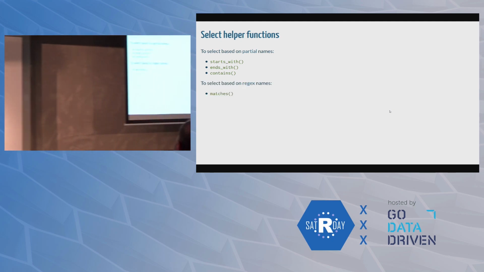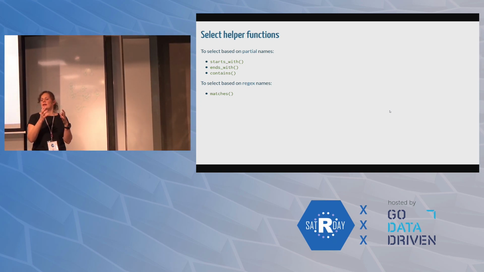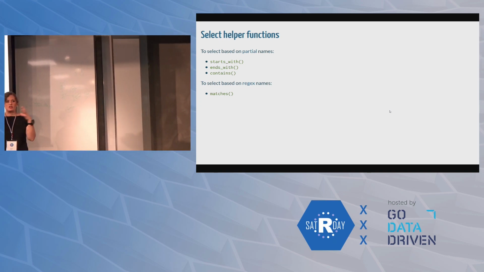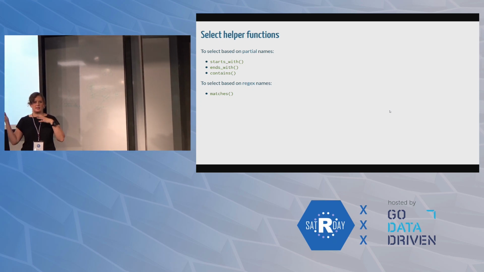And so there is another version. If you can't use a set of letters that will describe all your columns, but there is a trend, something that is always coming back, you can use matches and put any regex inside that as well.